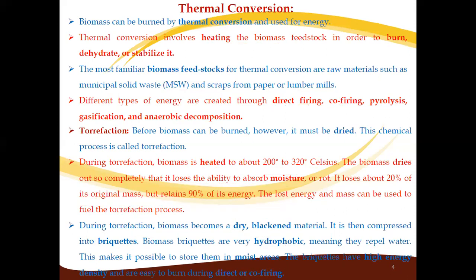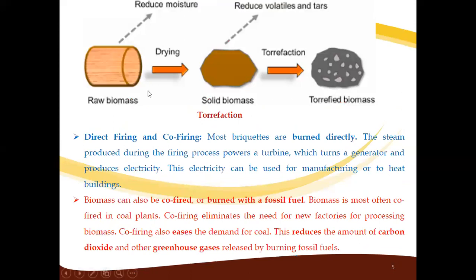So we'll see the process of this torrefaction. If you see, there is a raw biomass material. We reduce the moisture from this raw biomass. We convert it into a solid biomass by drying. So we heat this raw biomass and we reduce the moisture. Then we reduce the volatiles and tars from this solid biomass to become torrefied biomass. Okay, so this is the method of torrefaction.